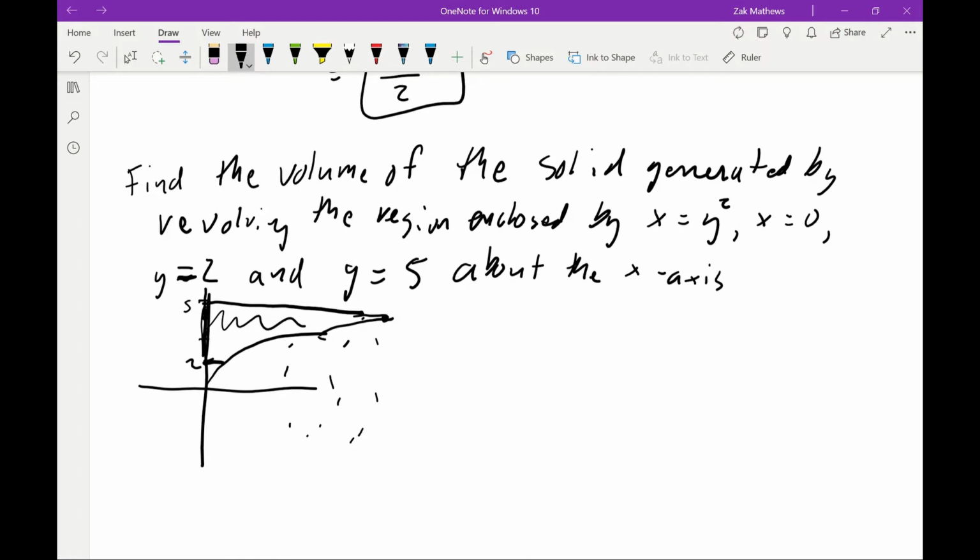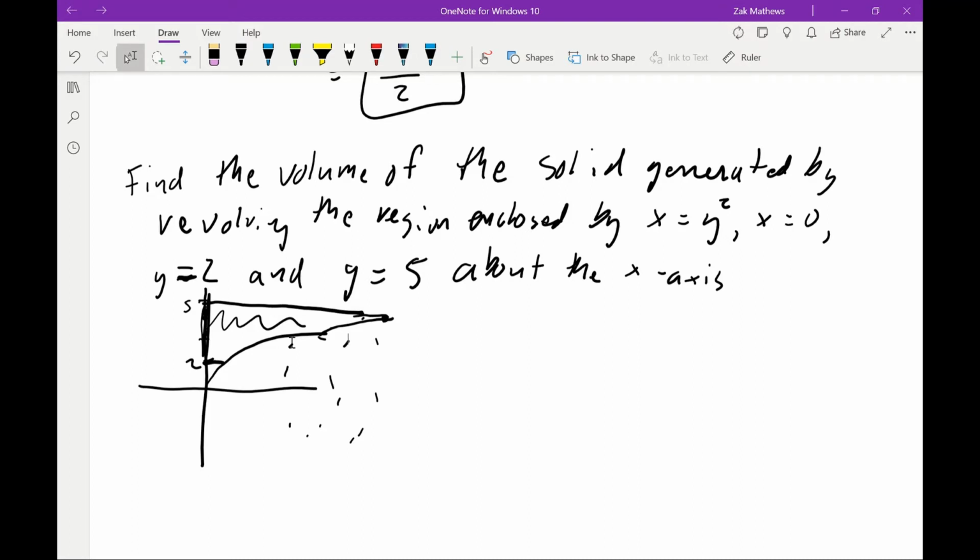And so if I was to use washers, which I could do, I would need to figure out what this is in terms of y, and we could do that, and we'd have an outer washer, we'd have an inner washer, and we'd take those two radii, square them, and subtract them. That would work, that would be fine. But does this become an easier problem with shells? Very possibly. So let's see what's going on.